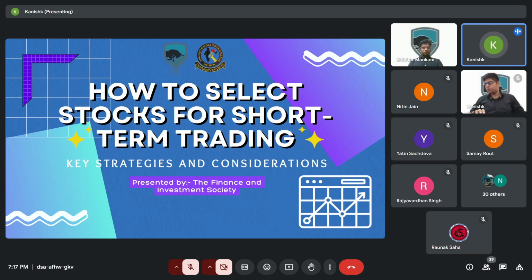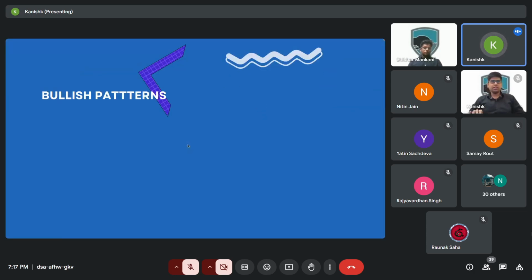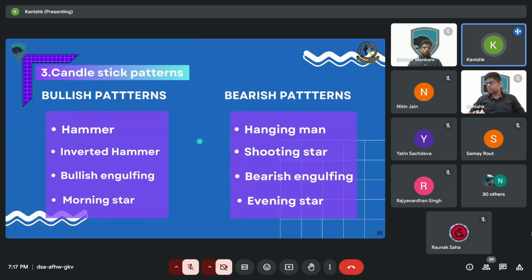Okay, guys. So I'll be continuing with the technical analysis. So in this session, we'll be discussing the candlestick pattern. As discussed in the earlier sessions, we covered the chart patterns, and now here we'll be discussing the candlestick patterns.